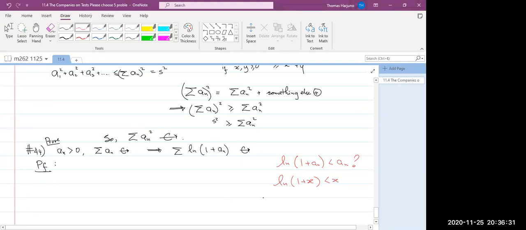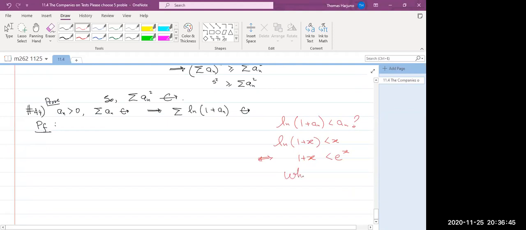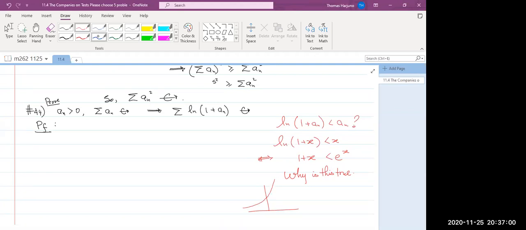Okay, now why is this true? Well, because if I rewrite it in exponential form, 1 plus x is less than e to the x. But why is this true though? The question is, why is this true? I will show you first reasoning by graph so that we can just use it. e to the x looks like this, and the graph of 1 plus x looks like this. So you notice that 1 plus x is always below e to the x, right? So e to the x is greater than 1 plus x for every x.